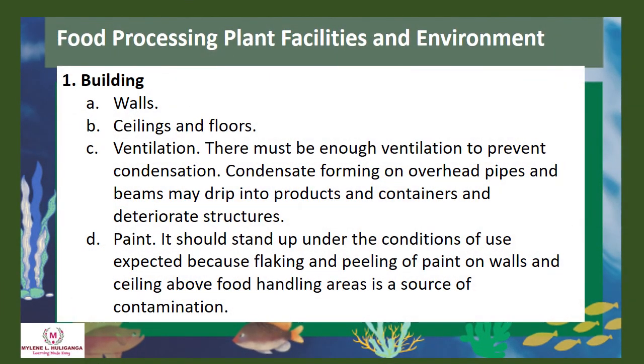The food processing plant facilities and environment. First is the building, which consists of walls, ceiling, and floors. Ventilation. There must be enough ventilation to prevent condensation. Condensate forming on overhead pipes and beams may drip into products and containers and deteriorate structures. Paint. It should stand up under the condition of use expected because flaking and peeling of paint on walls and ceiling above food handling areas is a source of contamination.